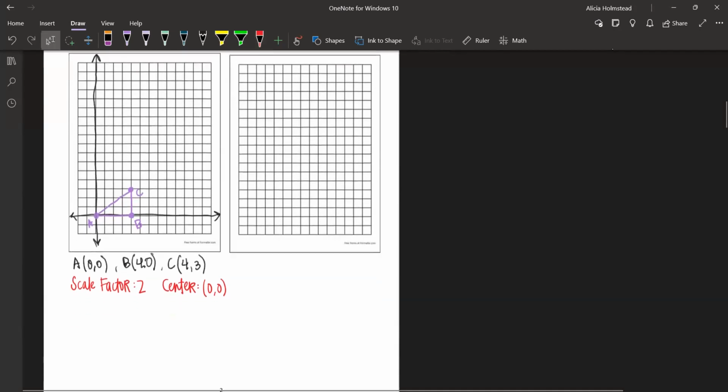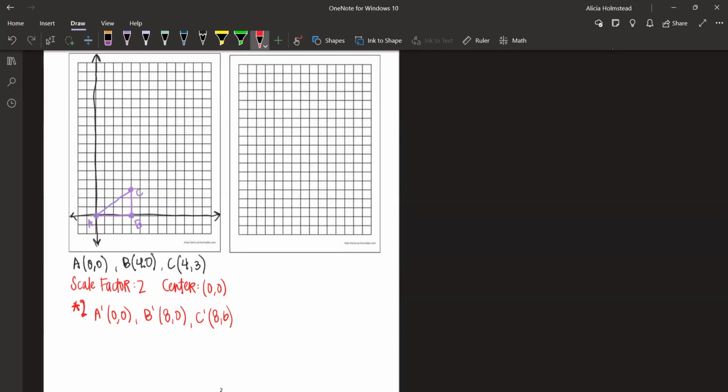So to get our dilated image, we're just going to multiply everything by our scale factor, which is 2. That means that A prime will be located at 0, 0, since 0 multiplied by anything is still 0. B prime will be at 8, 0. And C prime will be at 8, 6.